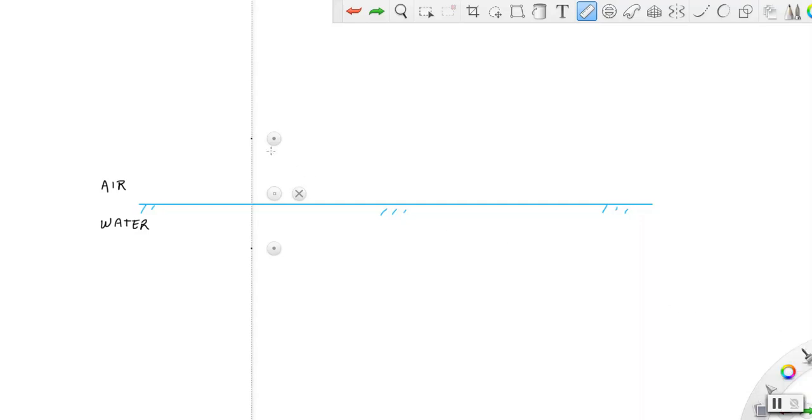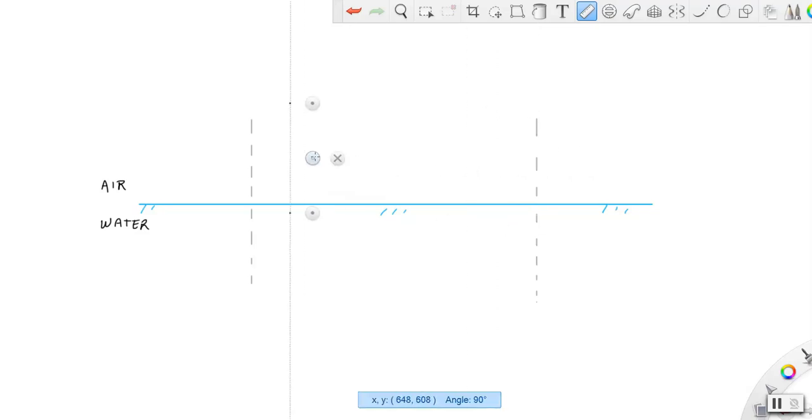Let's go ahead and draw our normal before the ray hits. Usually I like to draw it after the ray hits. And I'm going to go ahead and draw a normal over here as well, because we're going to do a second exercise in a moment.